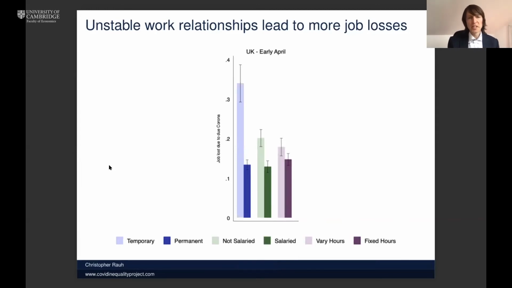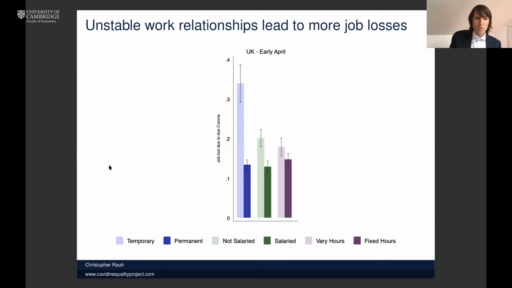And finally, there's been an increase in zero-hour contracts, the gig economy. So people that are not guaranteed to work, for instance, 40 hours a week. And you can see that people on these variable hour contracts, they're also more likely to have lost their jobs compared to people on fixed hour contracts. So in all three dimensions that you can look at, people on more unstable work relationships also were more likely to lose their jobs in this recession.